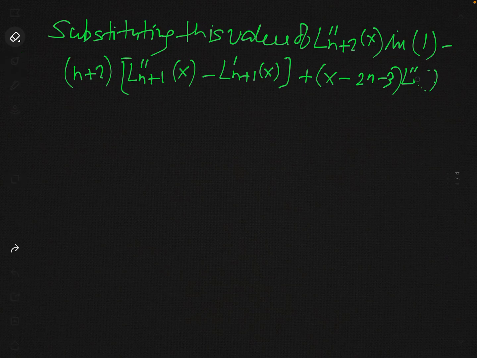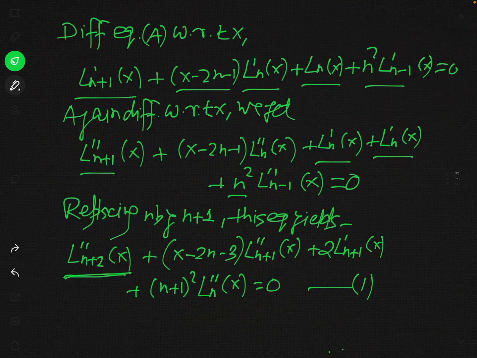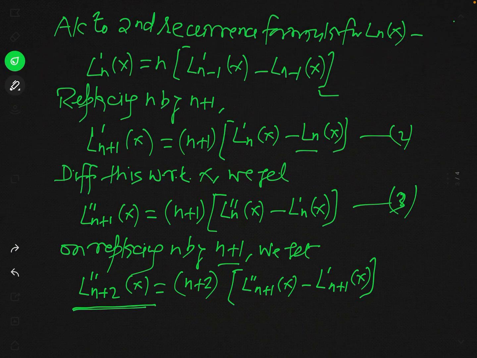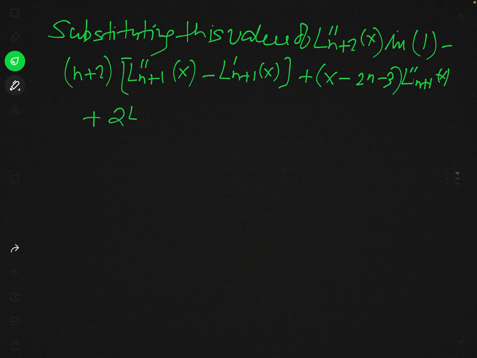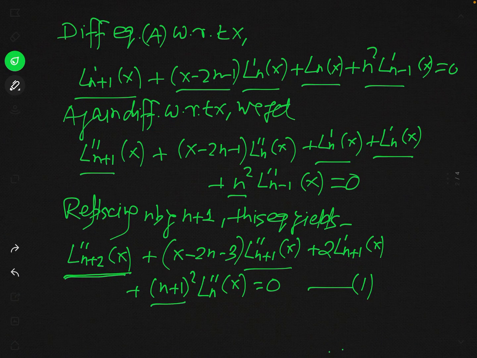Here you can see l double prime n plus 1 of x, and plus, see the first equation again. I have written this term. Now there is 2 ln plus 1 of x prime, 2 ln plus 1 prime of x. So write it. This will be plus 2 ln plus 1 of x prime, and plus, what is the next term? You can see here, this is n plus 1 whole square ln double prime of x.